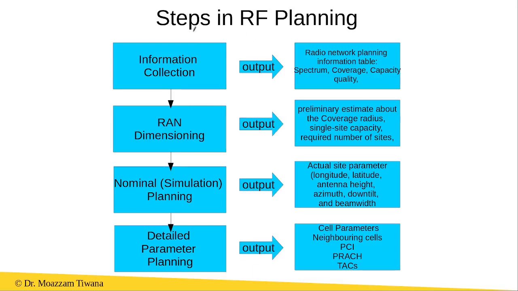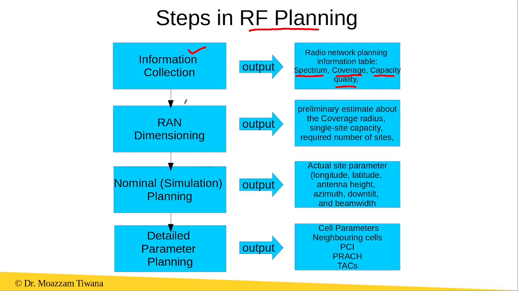Now these are the main steps in the RF planning. First is the information collection. We collect the information: what is the frequency spectrum that is available for the 5G deployment, what are the areas that need to be covered, what is the capacity requirement in terms of data rate, and what are the quality requirements in terms of latency and bit error, because different services have different capacity and quality requirements.